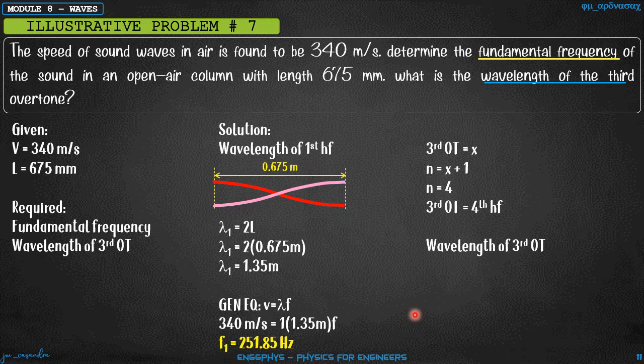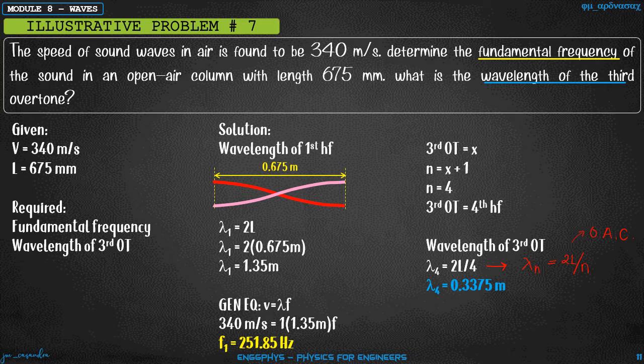Or, from our discussion, we could write now that the wavelength for the fourth harmonic is equal to 2L divided by 4. So, where did this equation come from? This came from the equation: the wavelength of any harmonic is equal to 2L divided by N. This is for an open air column. Okay? So with that, we're given the length, so we can compute now for our wavelength, and that will give us a value of 0.3375 meters. Okay? So if you forget this equation, you can always rely on your diagrams.